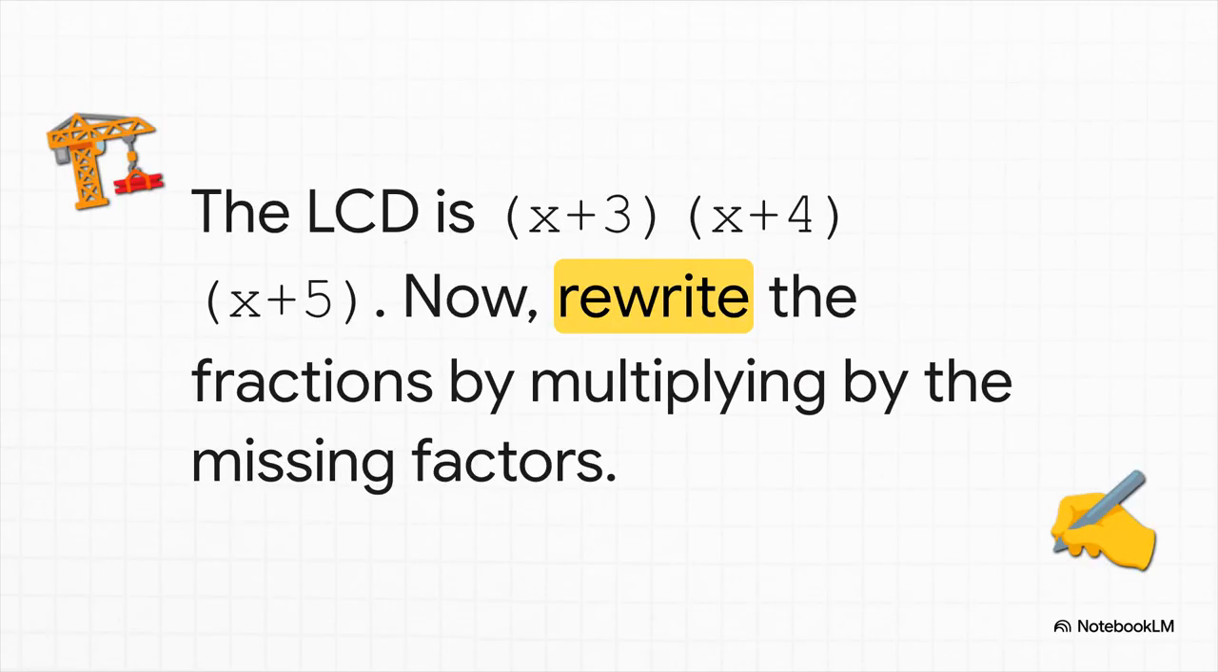Now for step 2, find the LCD. We just list all the different factors we see: x plus 3, x plus 4, and x plus 5. So our LCD is just all three of them multiplied together. Now we look at what's missing. The first fraction needs the x plus 3, and the second one needs the x plus 5. So we'll multiply the top and bottom of each by its missing piece.